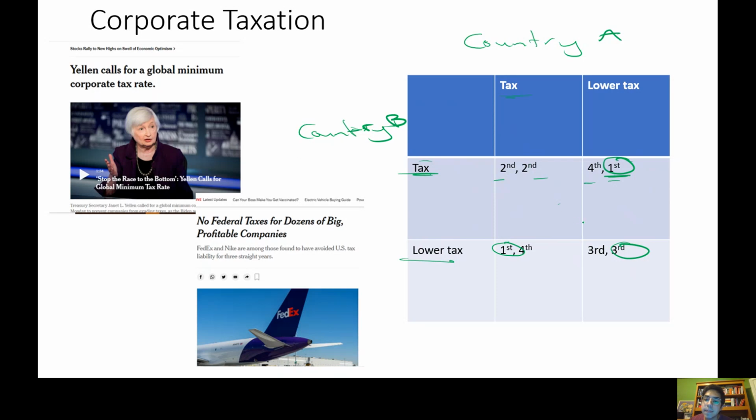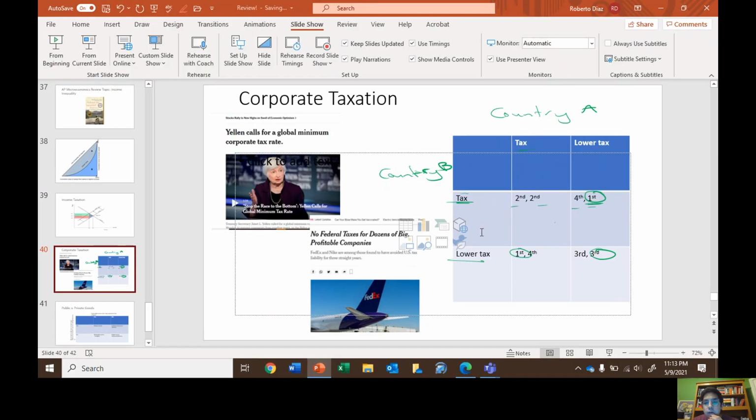A decides to lower their tax. This one wouldn't actually be a prisoner's dilemma. I messed up. My bad. Oh, wait, no. I think I'm fine. Let me double check. Country B's best response. If country A does, oh no, I'm right. Sorry.